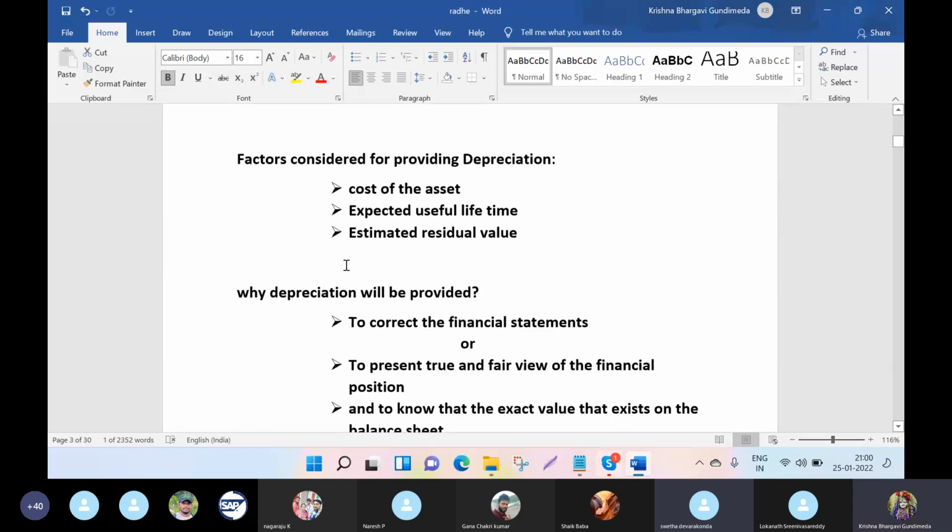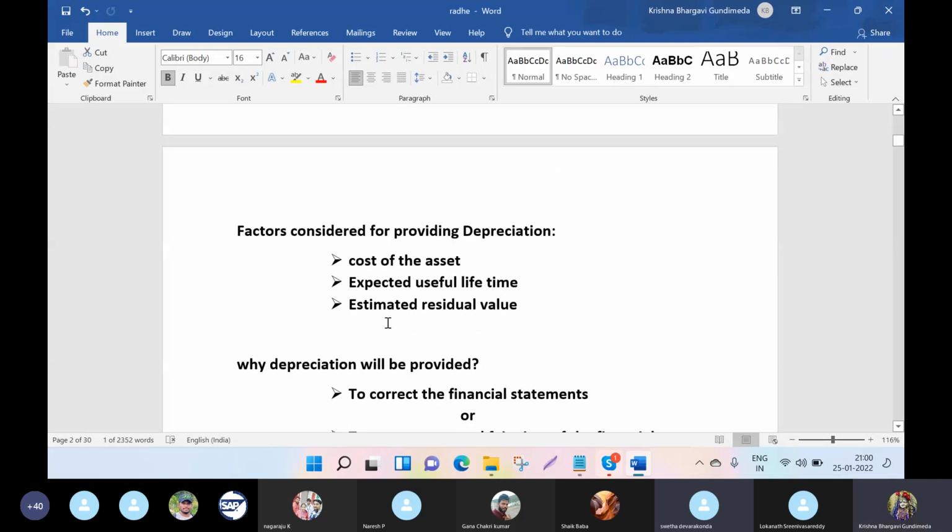So why do we have to provide depreciation? Depreciation is provided for the valuation of a particular asset on a particular date. Suppose we are calculating the value of an asset as on today. What is the exact value of an asset? The exact value can be determined only after charging the depreciation.